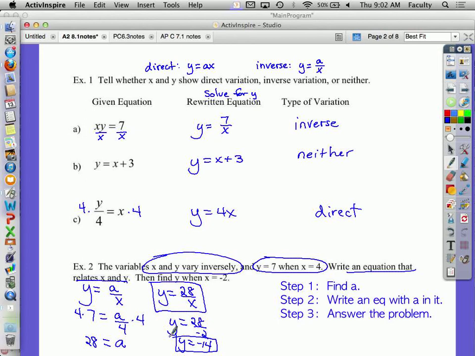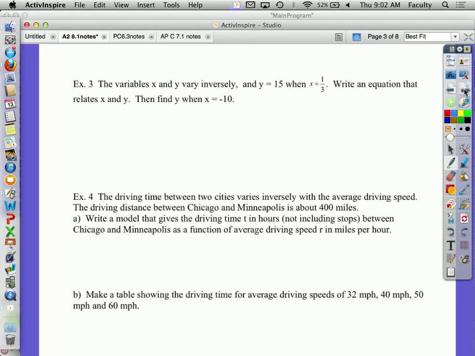All right, try example 3 now on your own. I'm going to give you a head start on me. Example 3 says the variables x and y vary inversely. So look at example 2 to help you. And y is 15 when x is 1/3. Write an equation that relates x and y. When you do it, box it. Then find y when x is -10. So you should have 2 boxes when you're done.